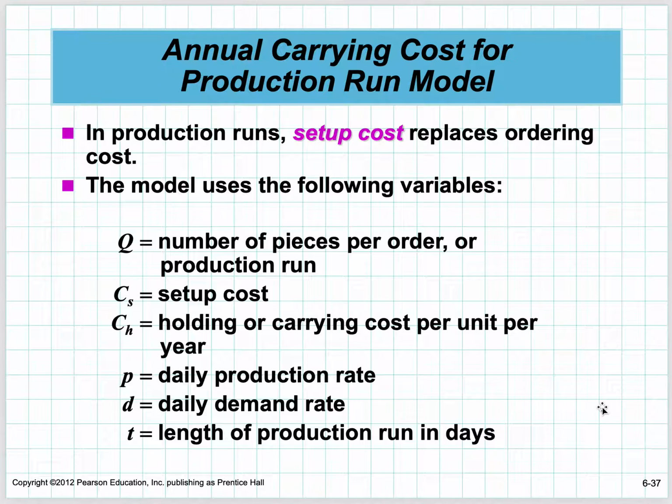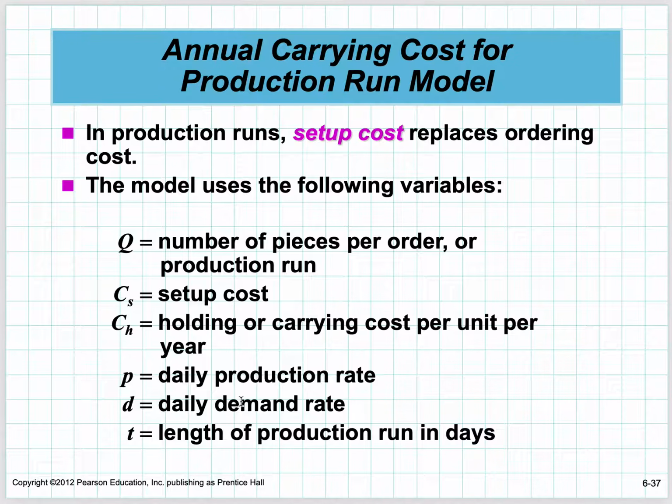So if we look at the production run model, instead of ordering costs, we're talking about a setup cost. So Q is the number of pieces per order or production run. CS is the setup cost. CH is the holding cost, again, same as the previous model. P, small p, is the daily production rate. Little d is the daily demand rate. T now, not L, is the length of production run in days.